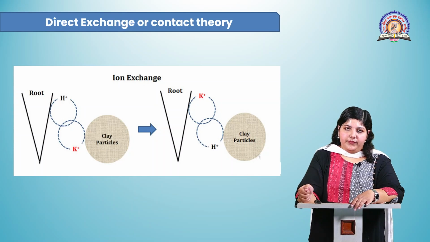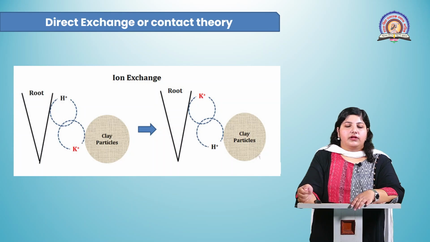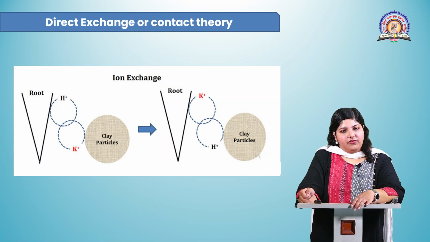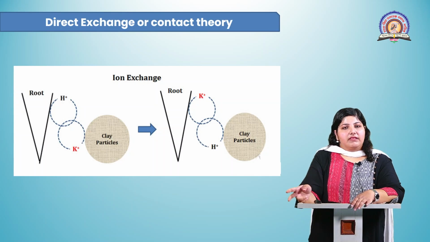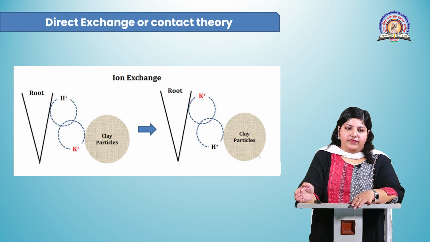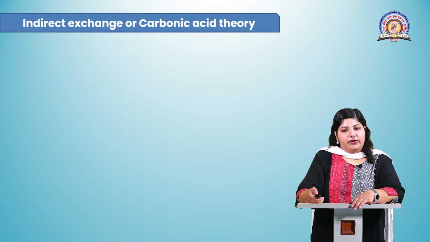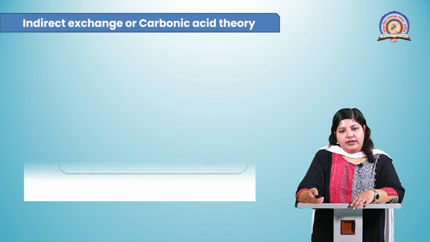So in this process, you can see that there is no involvement of energy. This is known as direct exchange or contact theory, where these ions can oscillate between the root surface and the soil surface when coming in close contact. The next theory is indirect exchange or carbonic acid theory.